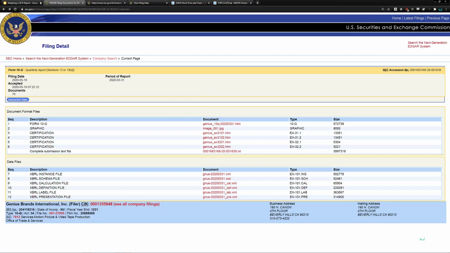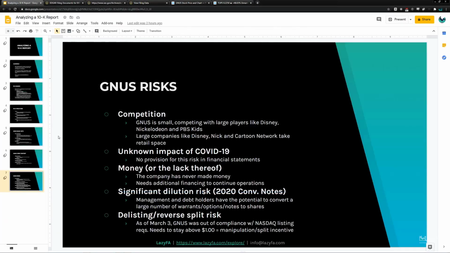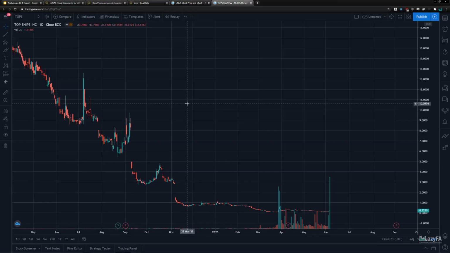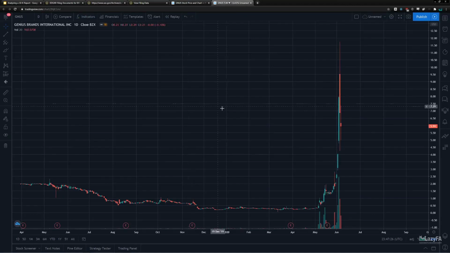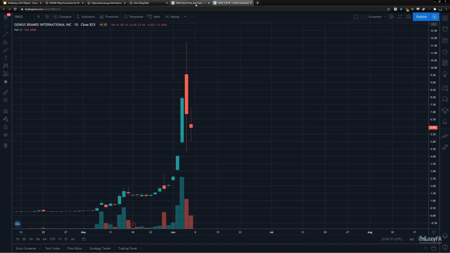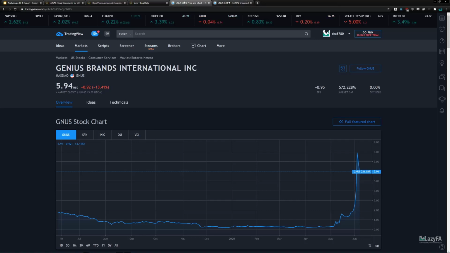So would I buy Genius Brands International? No. But would I trade it? Probably. I would not throw my life savings into this. The thing that actually is driving this right now is the launch of the new kids cartoon network, or whatever they're calling it. That's what's really driving it. They hired a couple of big name execs, one of them was from, I think, Fox Kids, and the other one was from Disney or something like that.